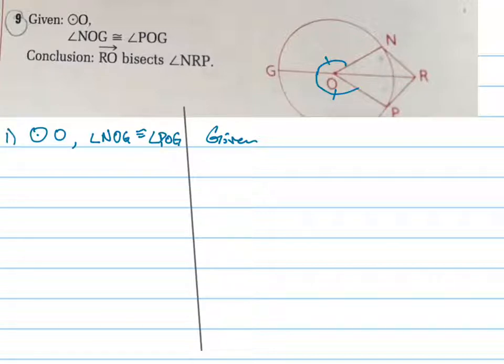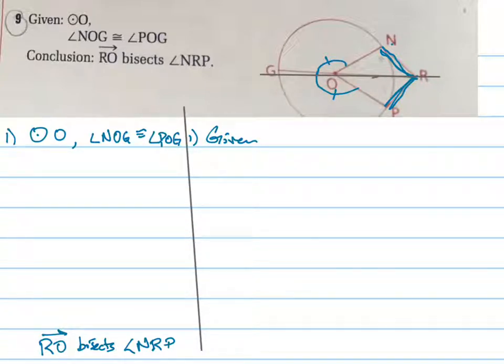And the first thing to point out again, I always suggest that you come up with a game plan. They want us to show that RO bisects angle NRP. So a lot of times I'll even write it at the bottom. RO bisects NRP. So I look at my graph and my picture, here's NRP. I want to show that this bisects that. Whoops. RO bisects that one.